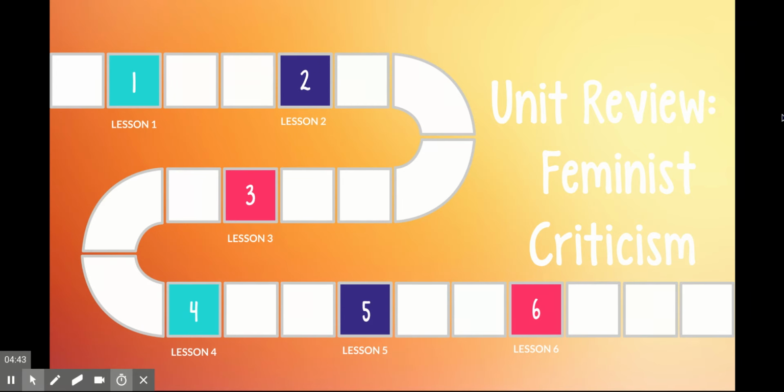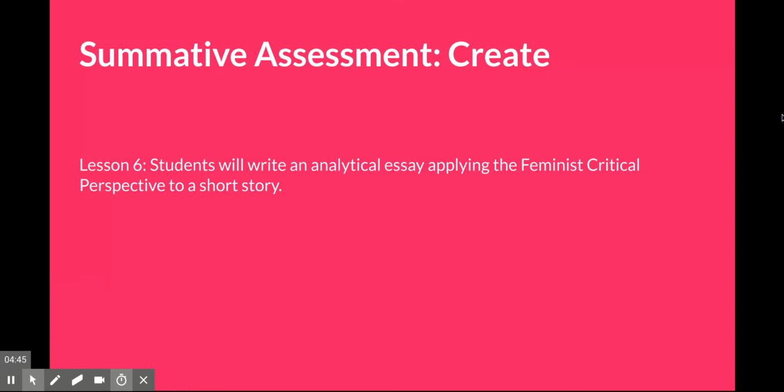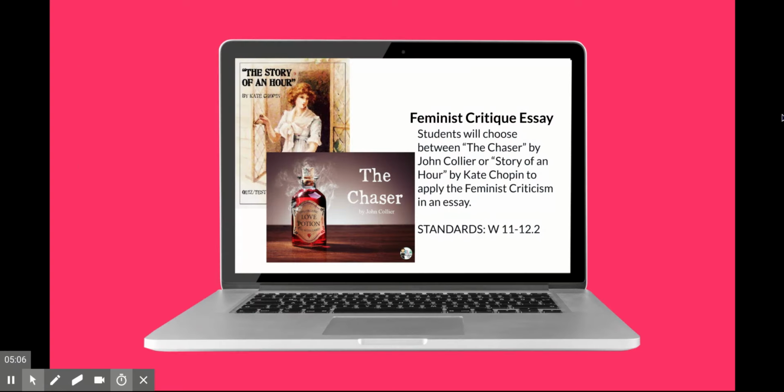And last but not least, the summative assessment is where you are going to create an essay where you create your own analysis, applying the feminist critical perspective to a short story. Now, unlike the last activity where you had all the freedom to choose, you are going to have to choose between two stories that I've given you. The first is The Story of an Hour by Kate Chopin, and the second will be The Chaser by John Collier. These are two, like I said, very short stories.